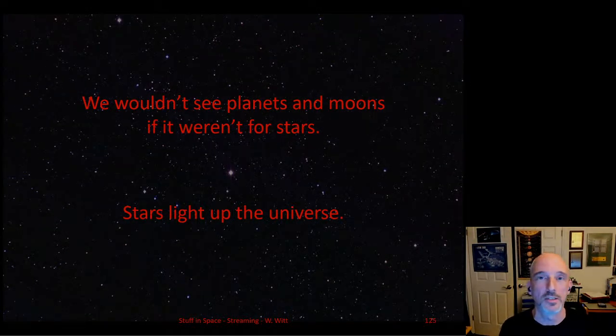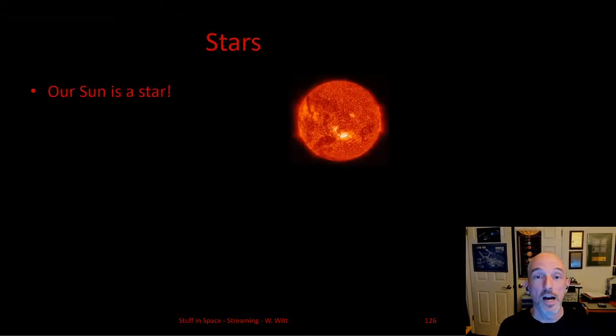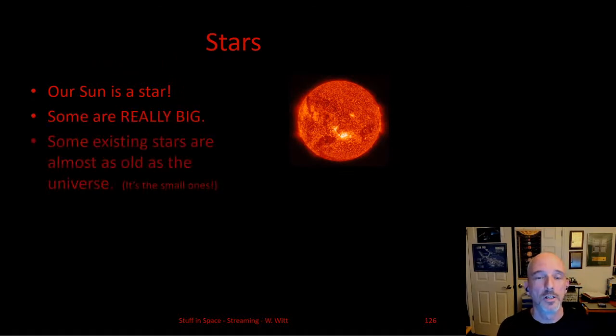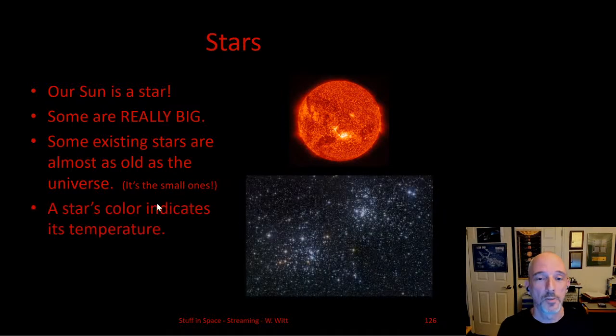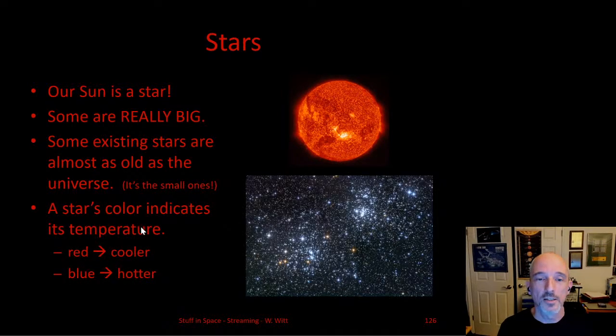it weren't for stars. Stars are the things that light up the universe. And our sun is a star, like we said at the beginning. This is not something we've always known. Some stars are really big, and some existing stars are almost as old as the universe, like I mentioned earlier. And it turns out it's actually the small ones, which may strike you as counterintuitive. It certainly does me.